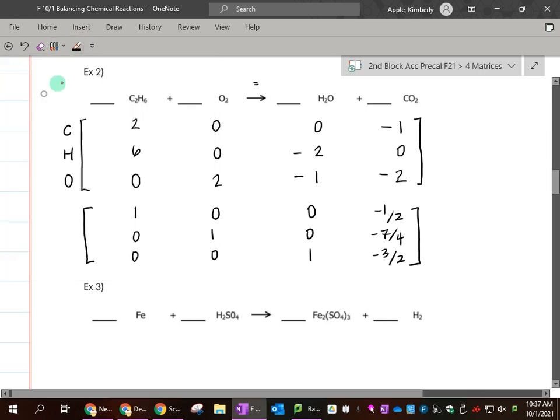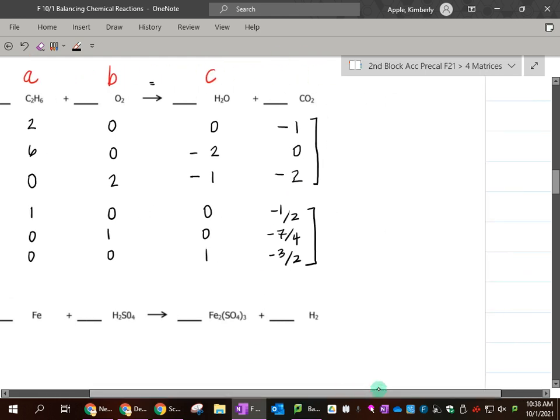And then let's recall that this is A, this is B, this is C. And so what do you think that last column is going to be? If this is A, B, C, what's this one? D.